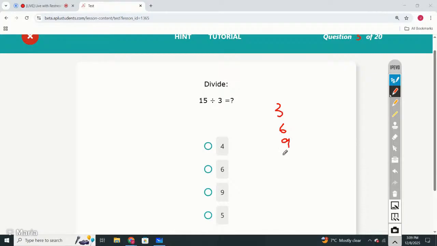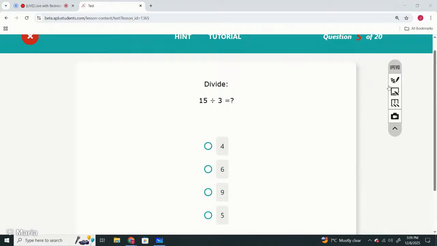3, 6, 9, 12, and 15. You skip counted 5 times: 1, 2, 3, 4, and 5. So the answer is 5. The other way is you can use the multiplication table. Like 3 times 1 is 3, 3 times 2 is 6, 3 times 3 is 9, 3 times 4 is 12, and 3 times 5 is 15. So we can go for 5. The correct option is 5. Any of the methods you find easy, you can use.